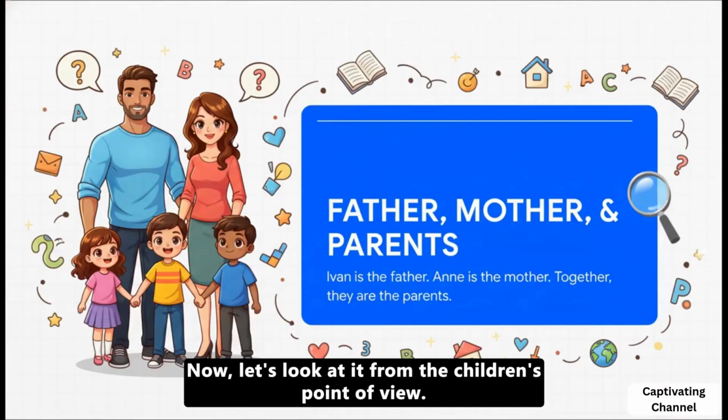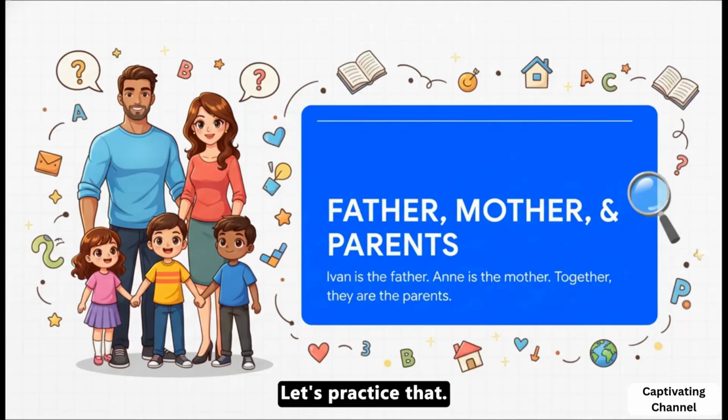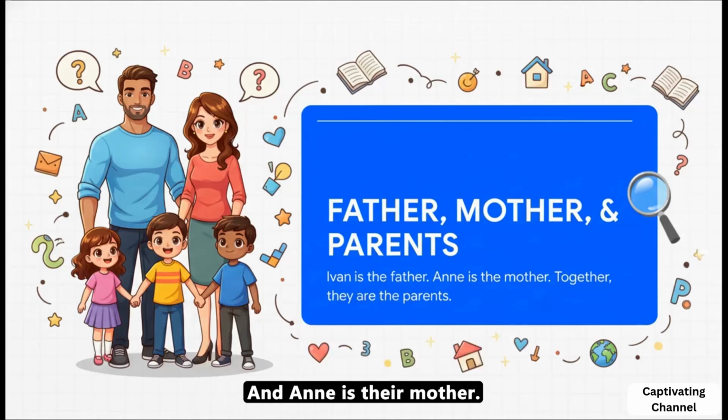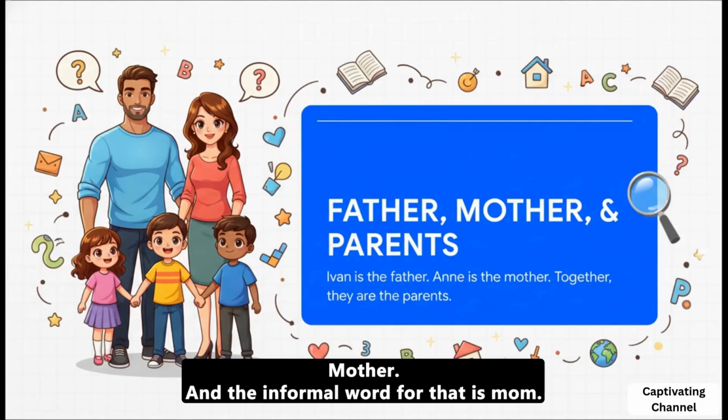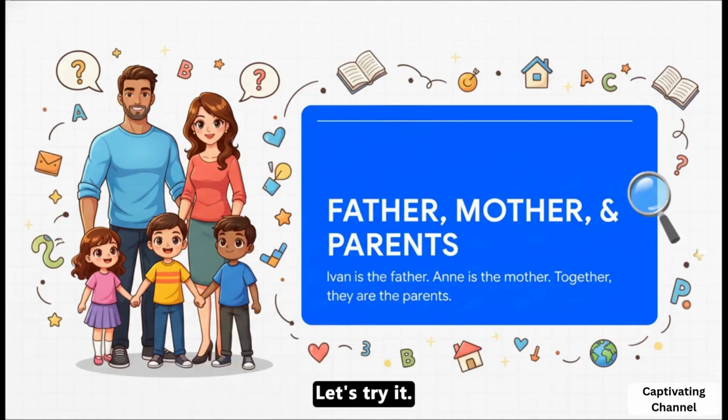Now, let's look at it from the children's point of view. For Karen and Jack, Ivan is their father. Let's practice that. Father. Now, in a casual chat, you'll often hear people say dad. And Anne is their mother. Repeat after me. Mother. And the informal word for that is mom. When we talk about both of them together, they are the parents. Let's try it. Parents. You got it.